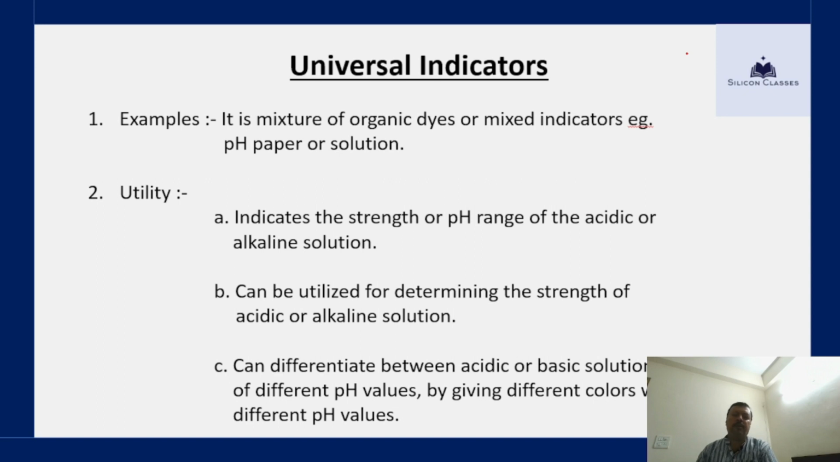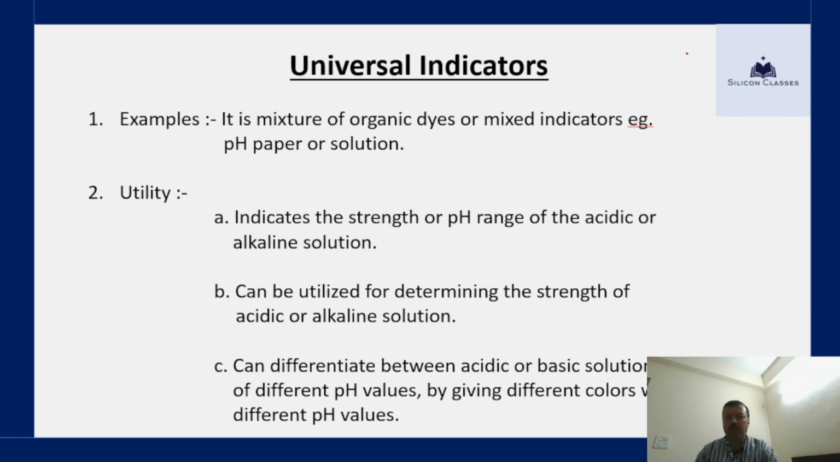Now we are coming to universal indicators. It is a mixture of organic dyes or mixed indicators, for example pH paper or solution. What are their utilities? A. It indicates the strength or pH range of the acidic or alkaline solution. It can be utilized for determining the strength of acidic or alkaline solution.